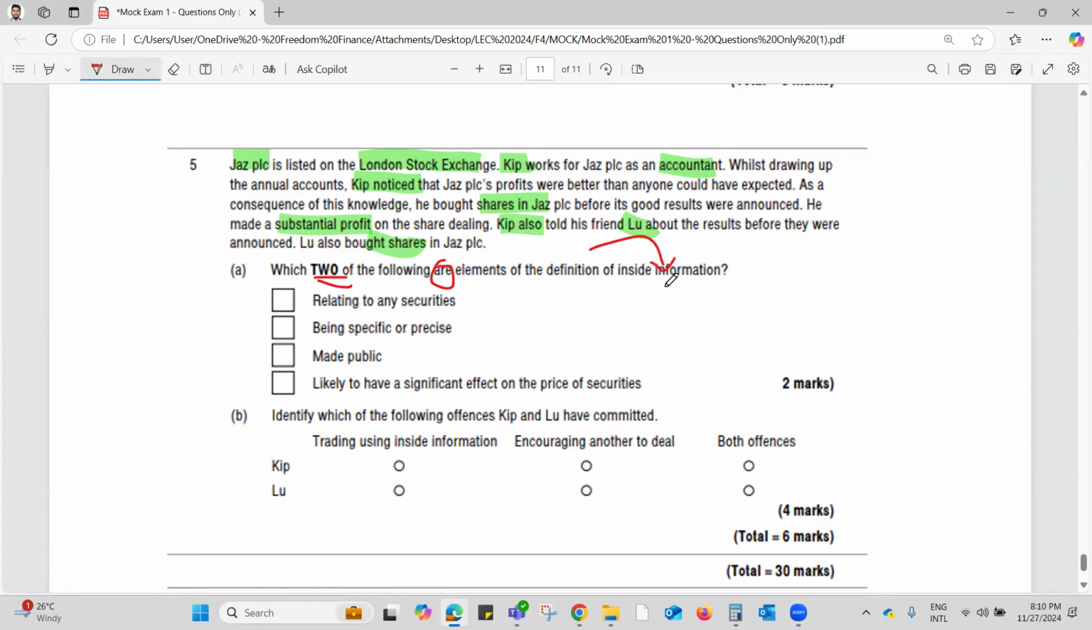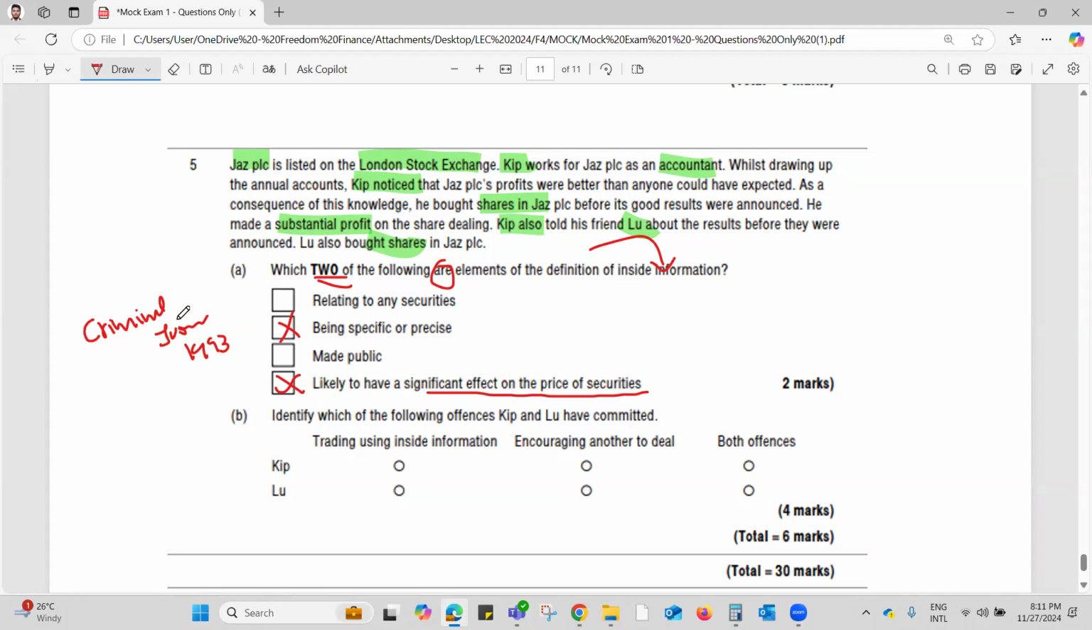So what is inside information? Inside information is price sensitive information, confidential information in a company. In this case, the elements of inside information are being specific or precise, and the other is that it is likely to have a significant effect on the price of securities. In accordance with the Criminal Justice Act 1993, let me explain that.